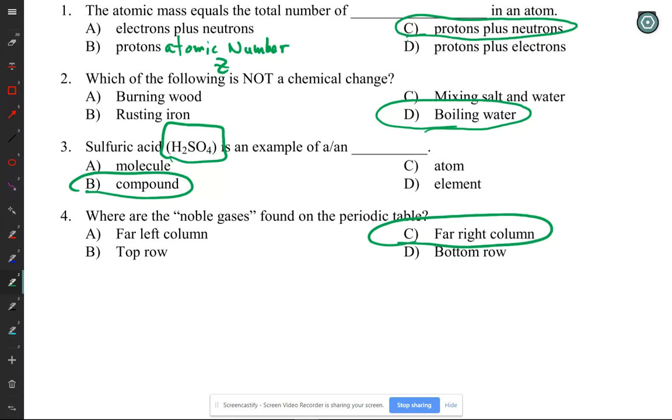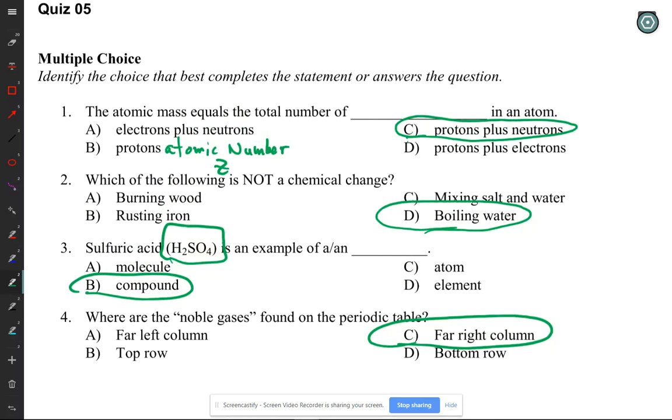A compound can't be a molecule, but a molecule can be a compound, right? A molecule is atoms bound together. So a molecule can be an atom, or it can be an element, or it can be a compound. Understand?